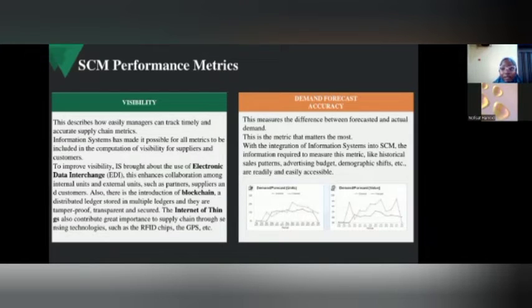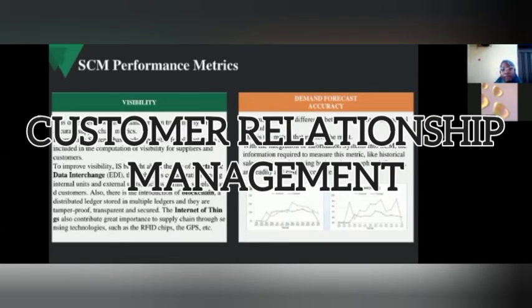Then we also have the Internet of Things, which enables close monitoring of goods wherever they are in the world. Then we also have the demand forecast accuracy that measures the difference between forecasted and actual demand. So with the integration of information systems into supply chain management, the information required to measure all these metrics is readily and easily accessible.